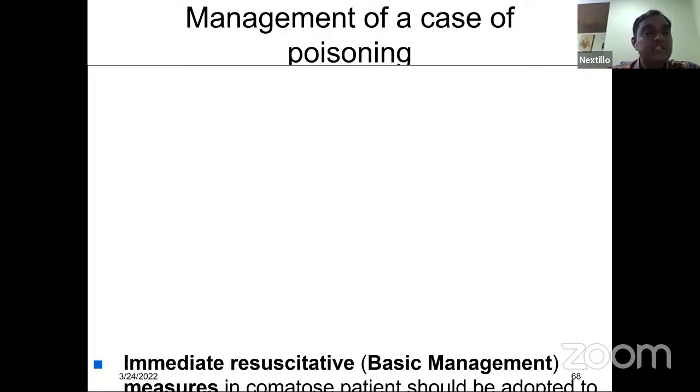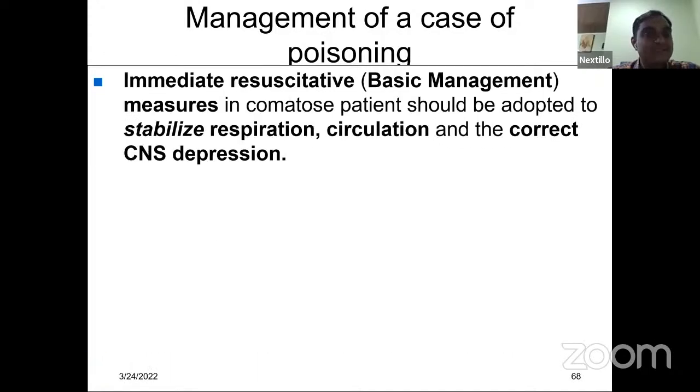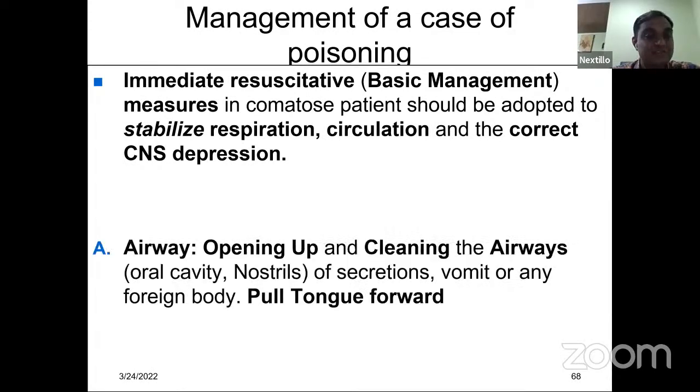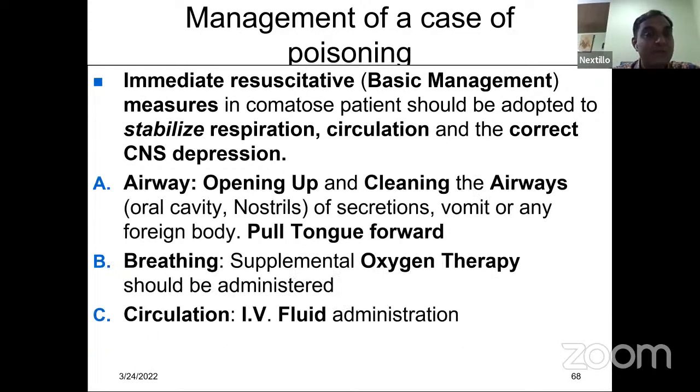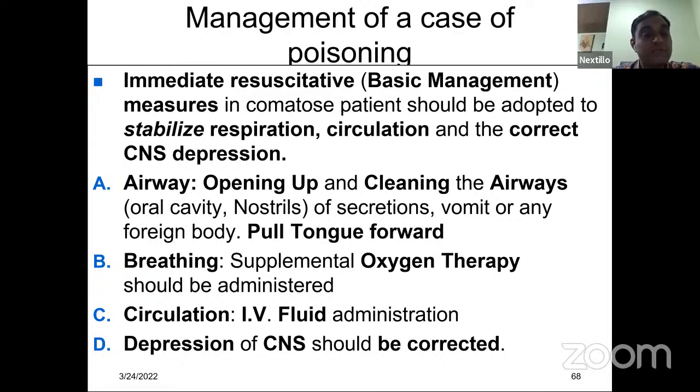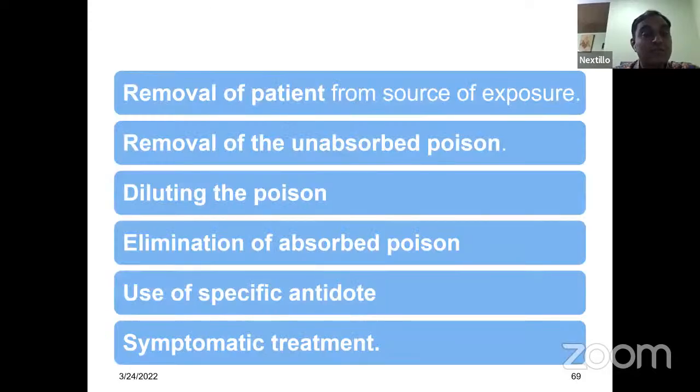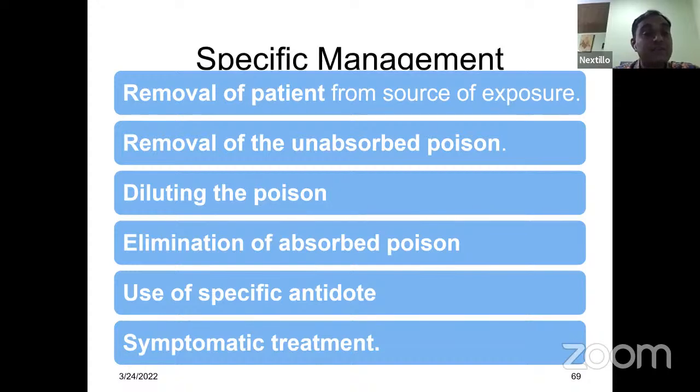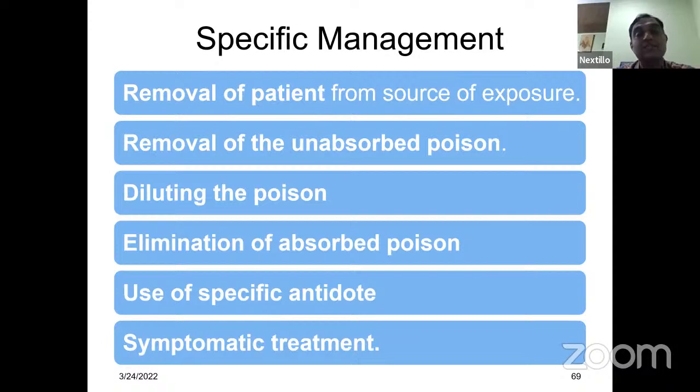So immediate resuscitative measures, basic management, that is ABC: airway, breathing, and circulation, must be understood. We have to clear the airways, supplement oxygen, and give IV fluids. Depression of the CNS should be corrected. Then removal of the patient from the source of exposure, removal of the unabsorbed poison, diluting the poison, elimination of absorbed poison, use of specific antidotes, and symptomatic management. These are the specific management goals.